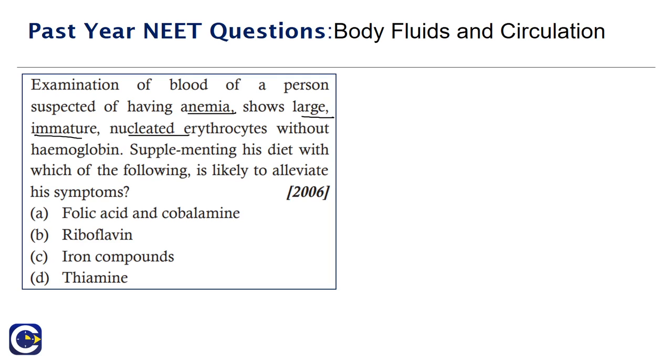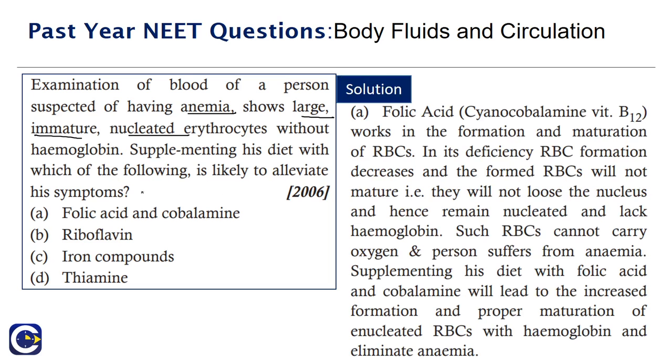is done by vitamin B12 and folic acid. So we have to look for the option which says folic acid and vitamin B12. So folic acid, and cyanocobalamin, vitamin B12, work in formation and maturation of RBCs. So in their deficiency, RBC formation decreases and formed RBCs will not mature. They will not lose their nucleus and hence remain nucleated and lack hemoglobin.